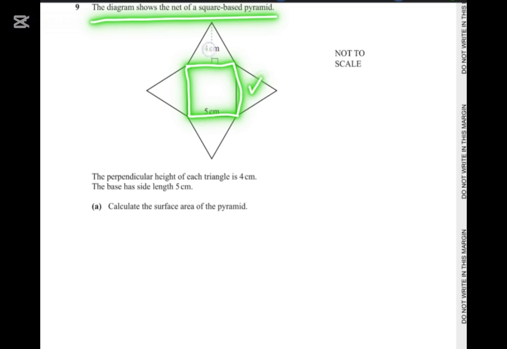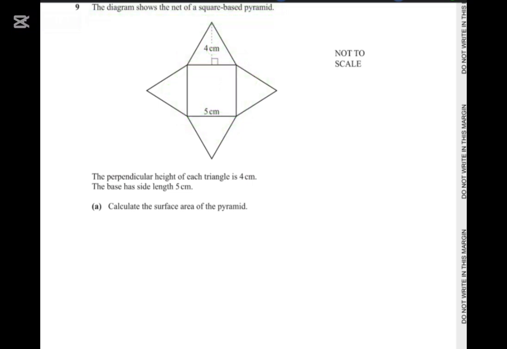Question number 9. The diagram shows the net of a square based pyramid. So this is the square base and these are the triangles which are open. This is a net, that's why. So this is a pyramid.